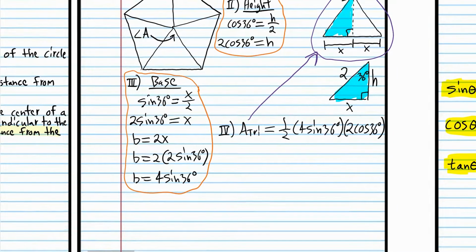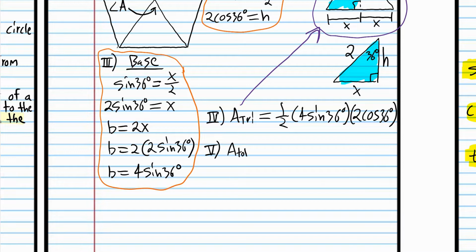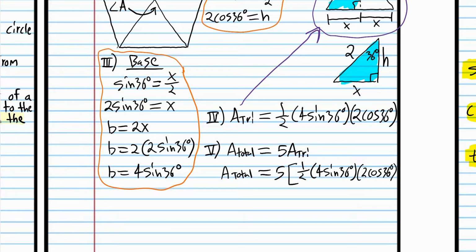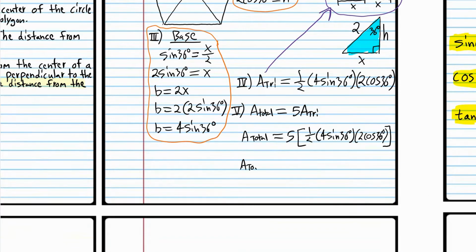Now we can just leave it like that, and now we're going to find the total area of the entire regular polygon, which is 5 times the area of each one of those triangles. So 5 times 1/2, and I should probably use brackets there, it just makes it easier to see: 5 times (1/2)(4 sine 36 degrees)(2 cosine 36 degrees). Let me move that over a little bit. And now the total area is approximately equal to, and we can get out our calculator.